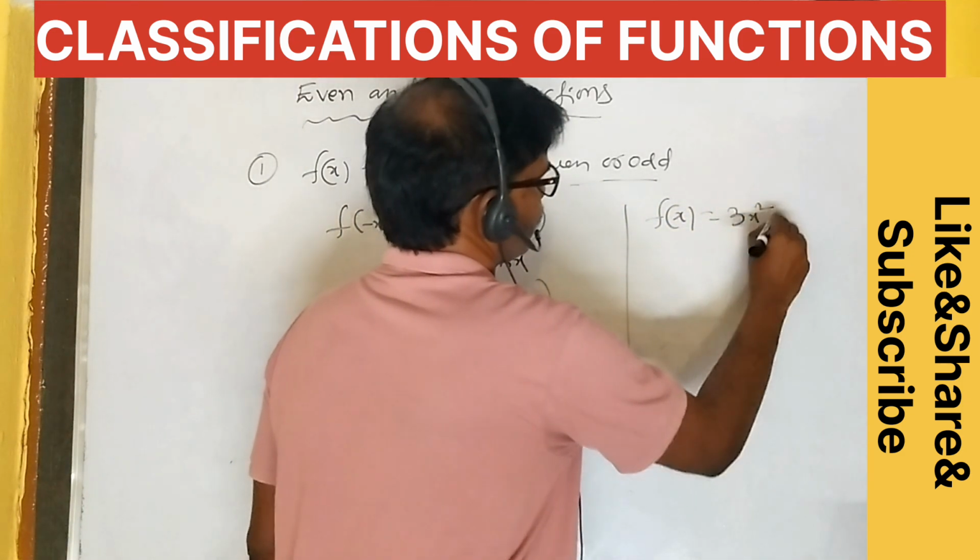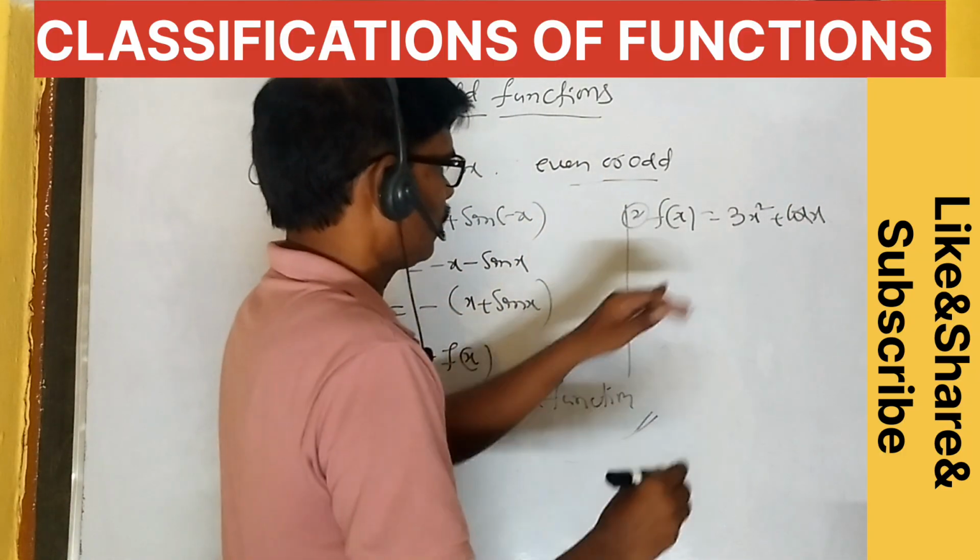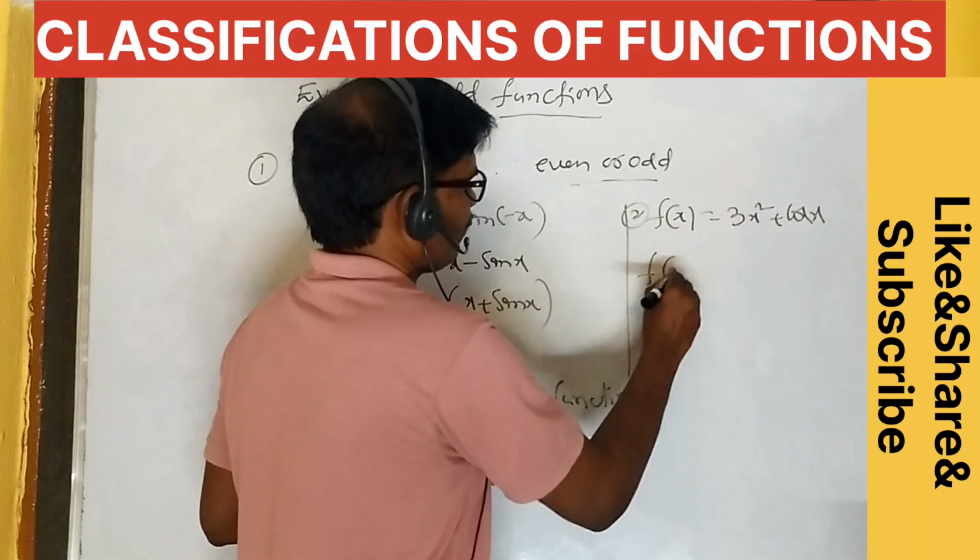Okay, this is question number 2. f of x is equal to 3x square plus cos x. Find f of minus x.